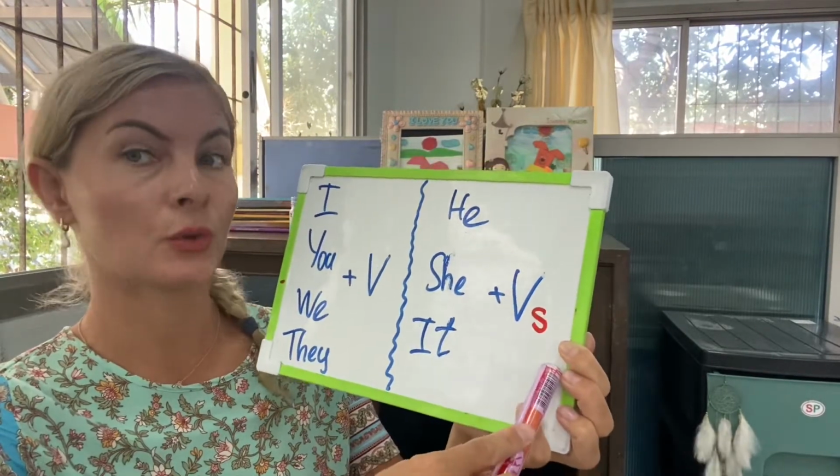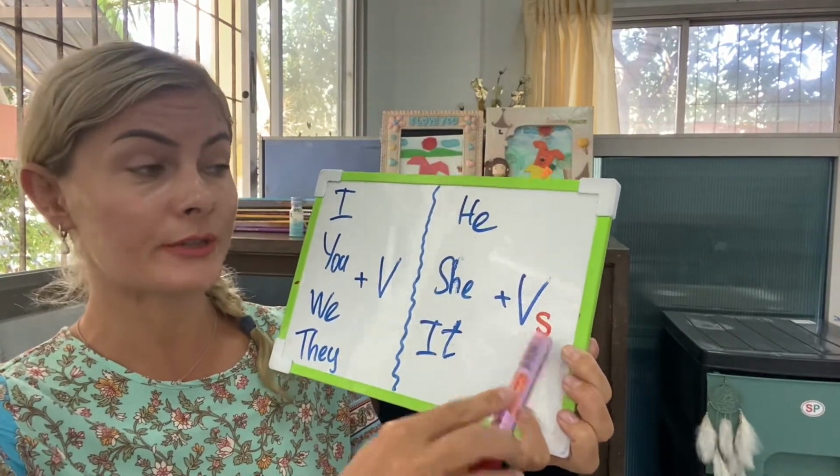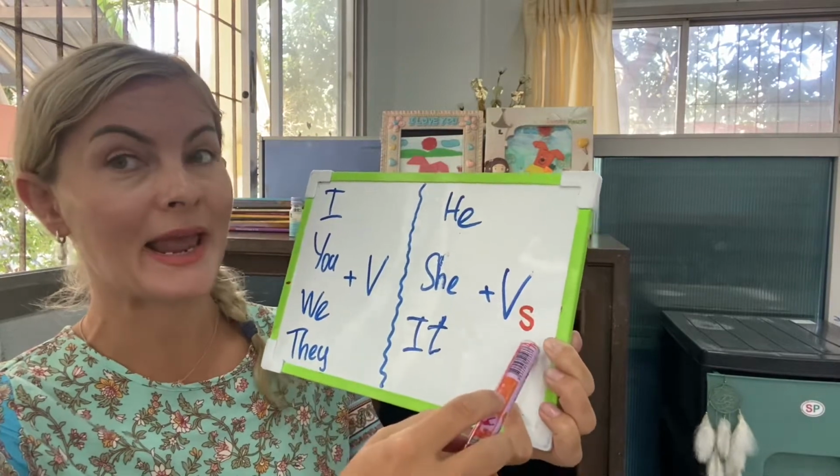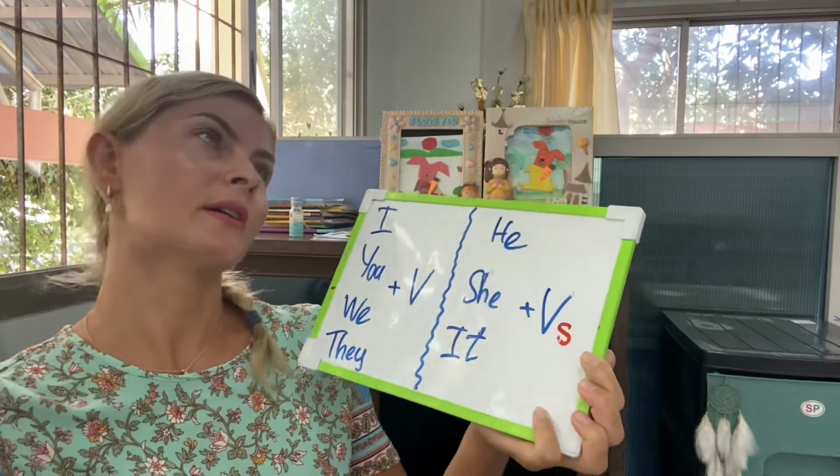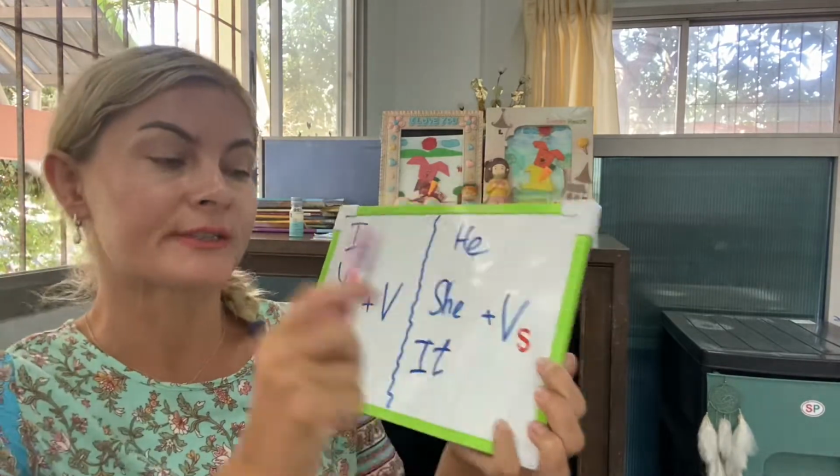Don't forget about this rule: he, she, and it, we use with s at the end. Plays, or tells, or watches, or washes, and so on.